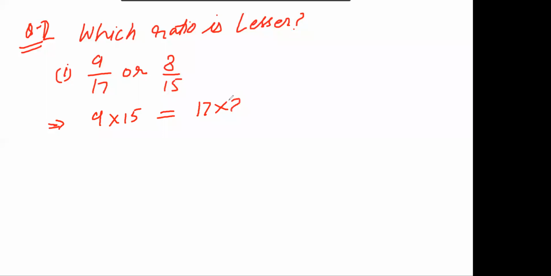Actually, do not use the sign of equal. You can write it as it is. So 15 nines are 135 and 17 eights are 136. So which is greater, beta?